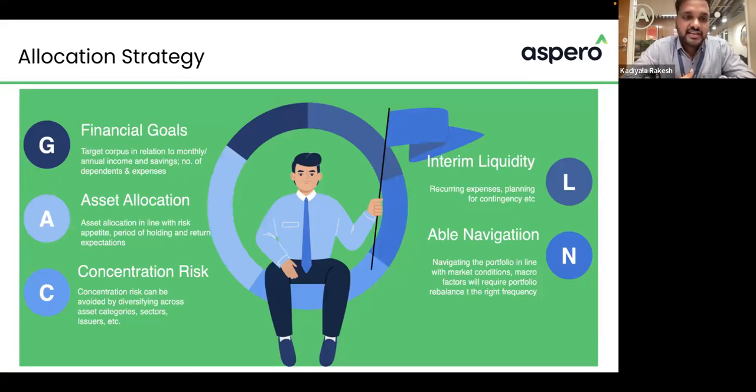And coming to the allocation strategy, it depends upon your client's requirement: based on his financial goals, asset allocation, what type of risk he wants to take, what holding period he wants to invest for in this type of bonds, and what concentration risk he wants to take. You can also check the internal liquidity and the valuation before allocating the bonds to his portfolio.